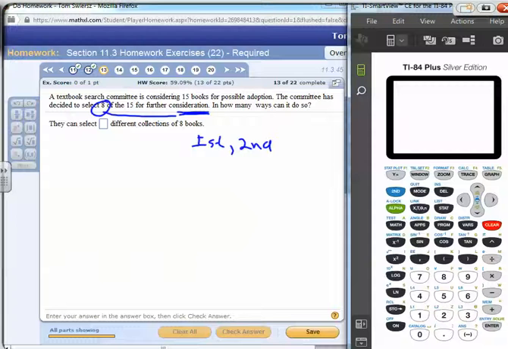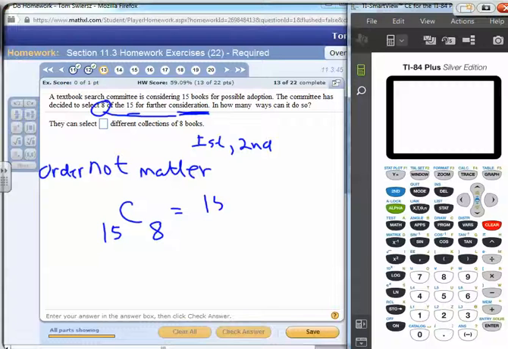So order does not matter, right? So it's a combination. The total number is 15, and we're going to select 8. So again, if you don't have a key on your calculator, you've got to do 15 factorial over 15 minus 8, 7 factorial, times 8 factorial. Write them out and reduce. Hopefully you can do that. If you need help with that, just send me an email. But anyway, use your calculator.